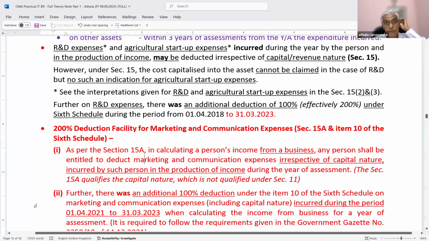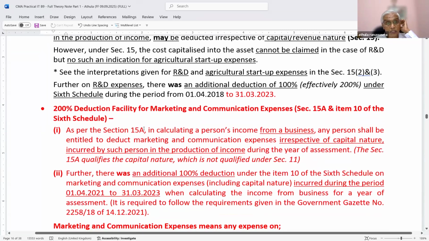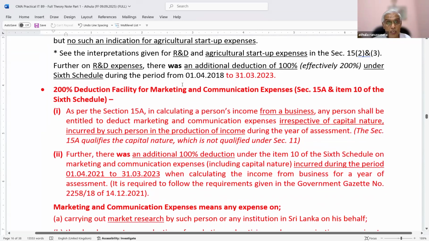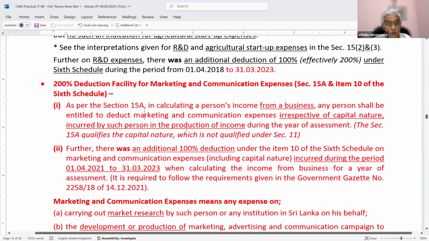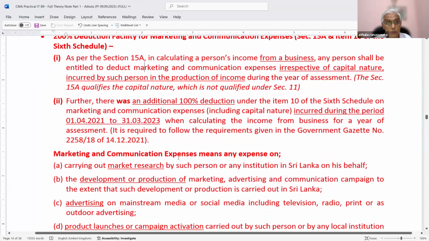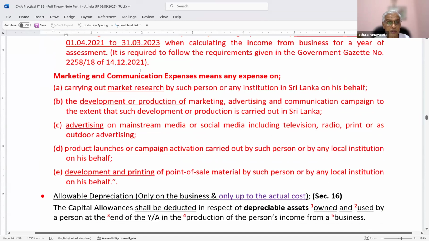Then marketing and communication expenses, there's an additional deduction of 100%. As a result, ultimately, you are claiming 200% of the actual cost. Then we discussed the nature of marketing and communication expenses.